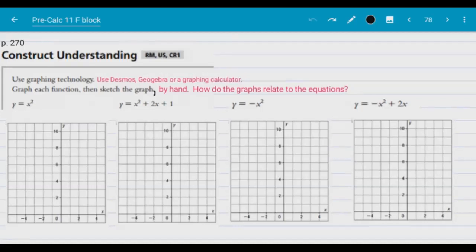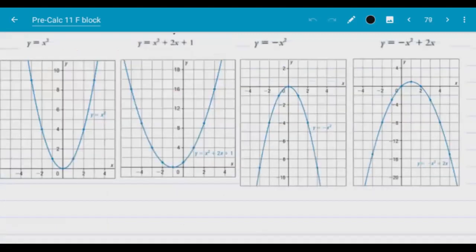Now, I will continue. Hopefully you were able to graph it using technology and you would have done it by hand also. This is how it looks. So this is y equals x squared. This is y equals x squared plus 2x plus 1. This one is y equals negative x squared. Well, this one is y equals negative x squared plus 2x. So the question was, how do the graphs relate to the equations?